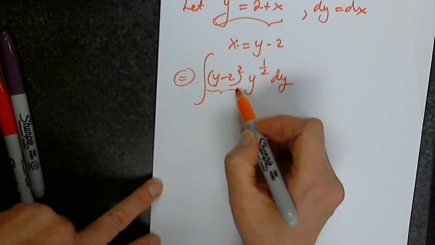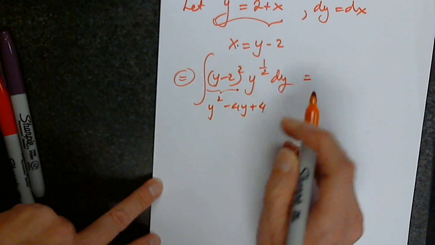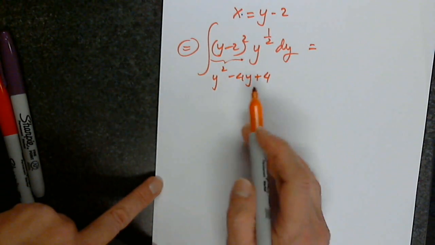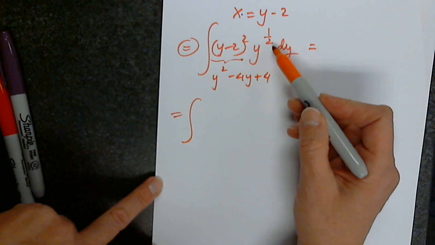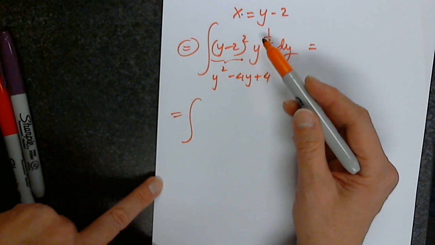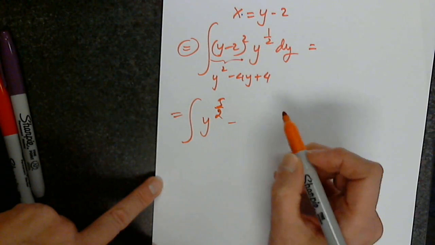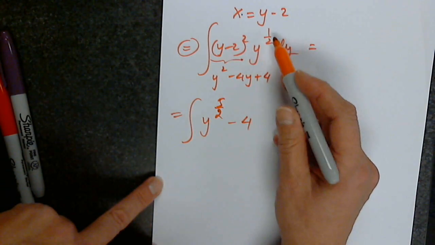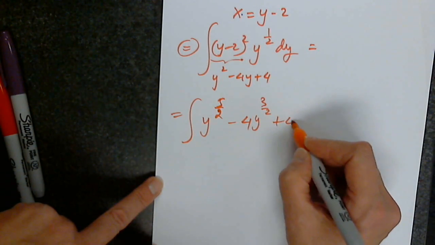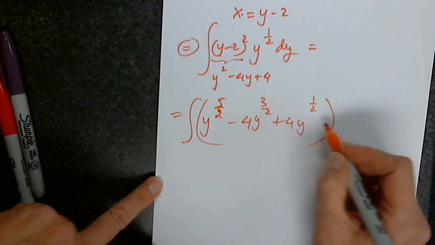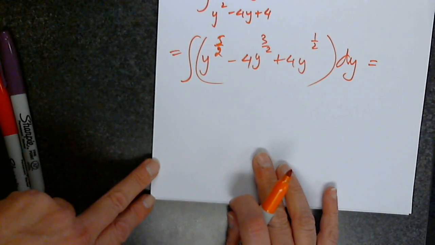I will have to expand this into y squared minus 4y plus 4. And I will distribute y to 1/2 to all three terms. Y squared times y to 1/2 is y to 5/2, right? Minus 4, 1 plus 1/2 is y to 3/2. And then plus 4, y to 1/2. Is this clear? We did the same thing?